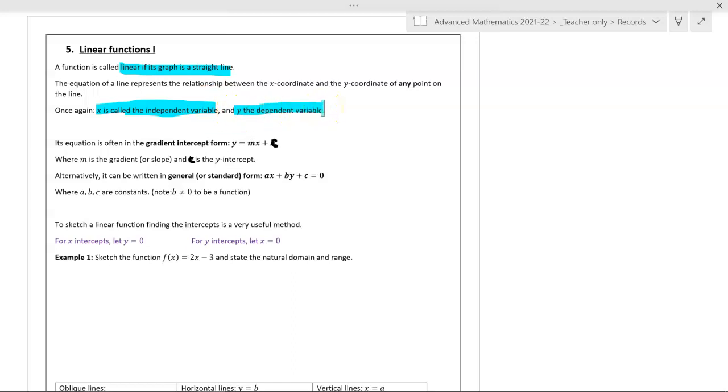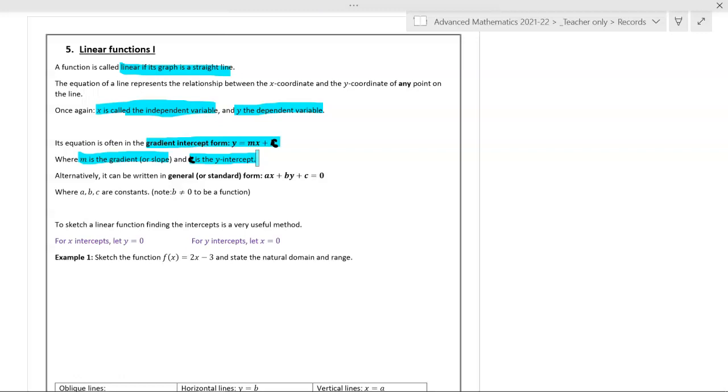That's why we often put it in the form y equals, because then y can easily be shown to depend on x. So we have two main ways to express our line. We have the gradient intercept form, which is of the form y equals mx plus c. You'll see some old textbooks use b, but now we've gone to the c for the HSC, so we're going to stick to that. M is the gradient or the slope, so it's a measure of the rate of change. And c is our y-intercept, where it cuts the y-axis.